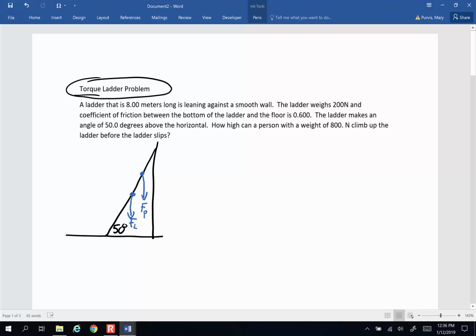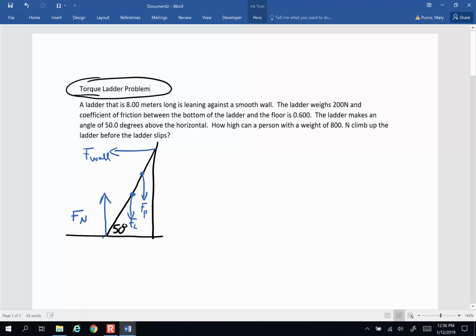So what else is going on? The wall itself is pushing this way on the ladder, and so I'm going to call that the force of the wall. There is a normal force that is going to push upward on the bottom of the ladder, like so. And there is a coefficient of friction. So friction force is going to oppose motion.